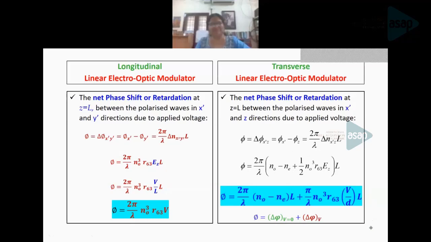One is a constant term and the other depends on the voltage term, the input applied voltage. Now, the first term corresponds to the phase shift with zero applied voltage. So this will exist if you do not give any input voltage. So the total phase shift is delta phi when V equal to 0 plus delta phi due to the application of electric field. Okay, so this is the comparison for longitudinal and transverse electro-optic modulators.